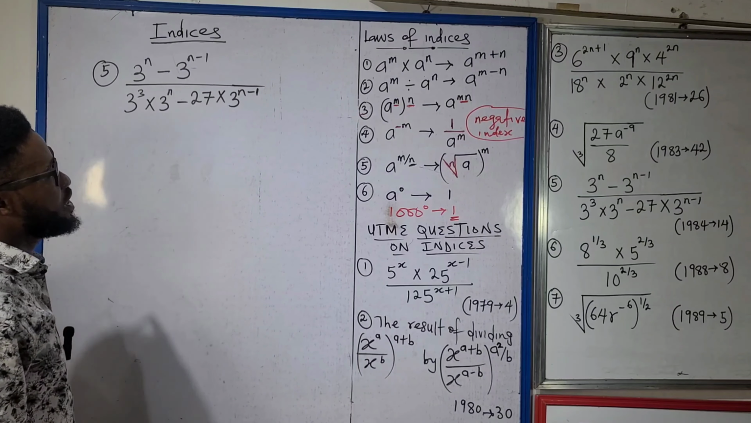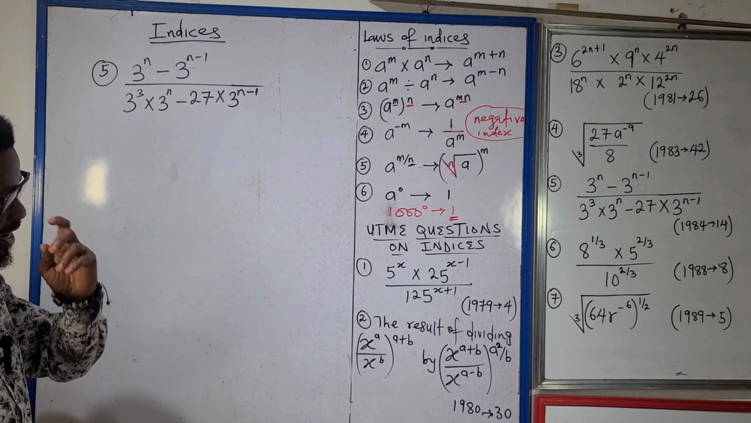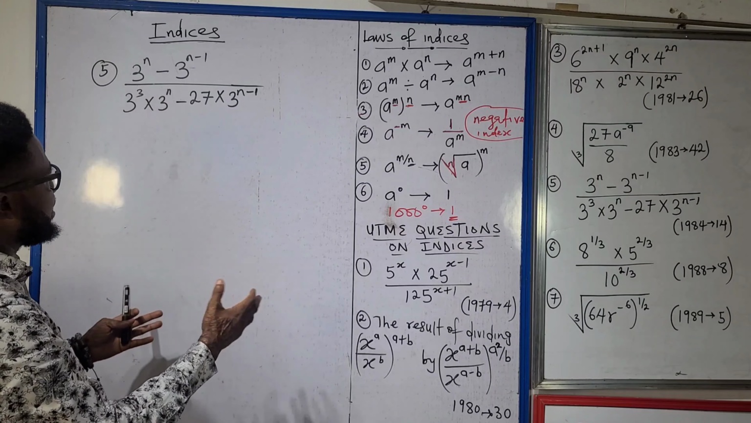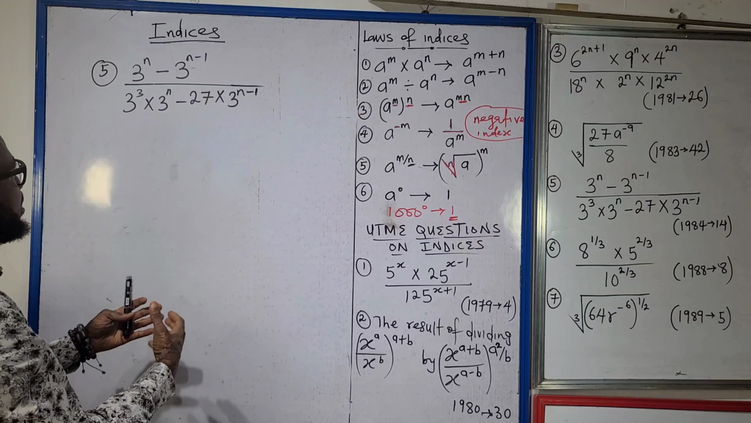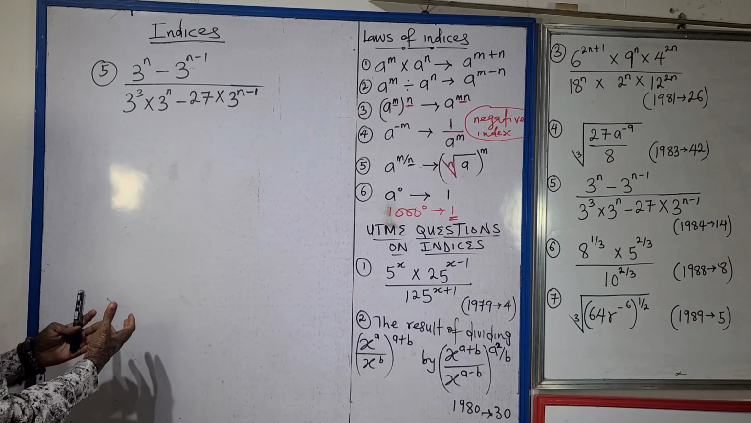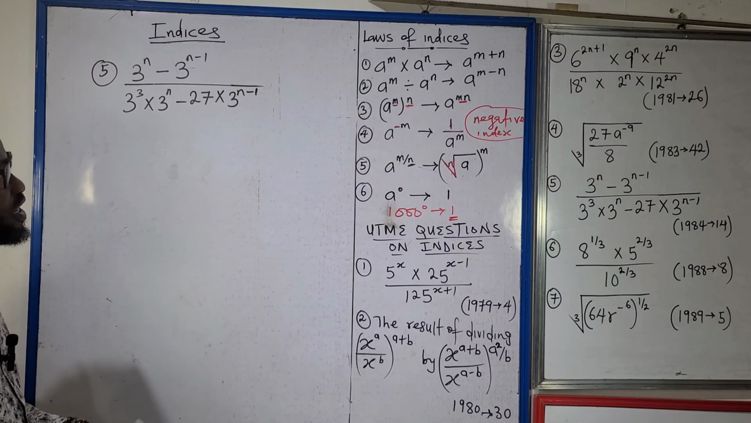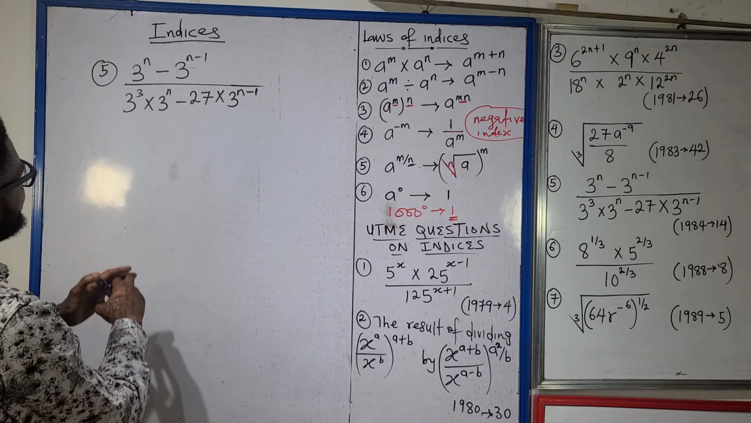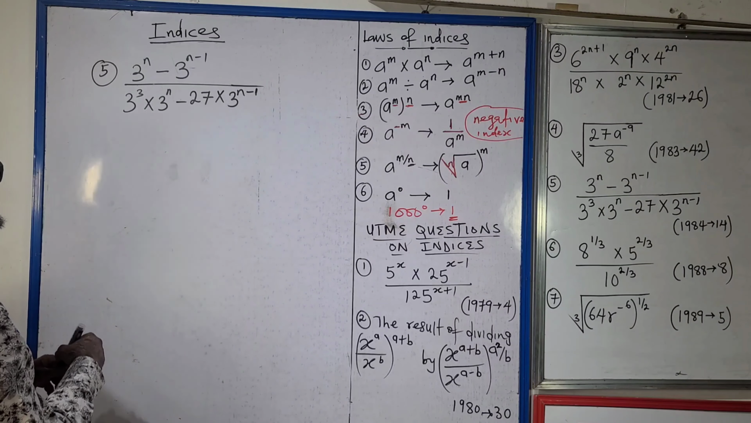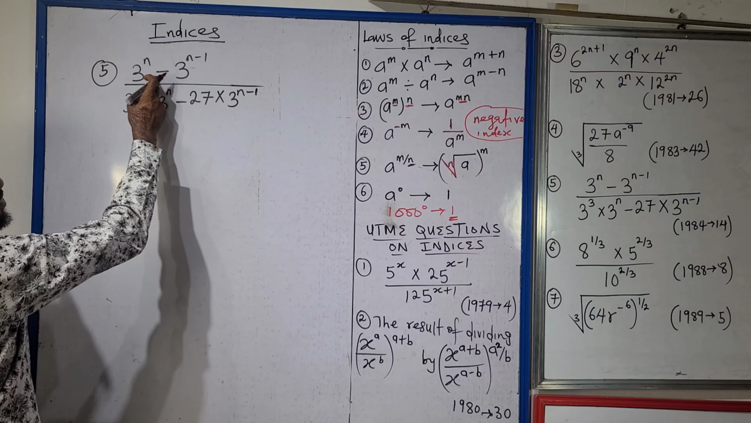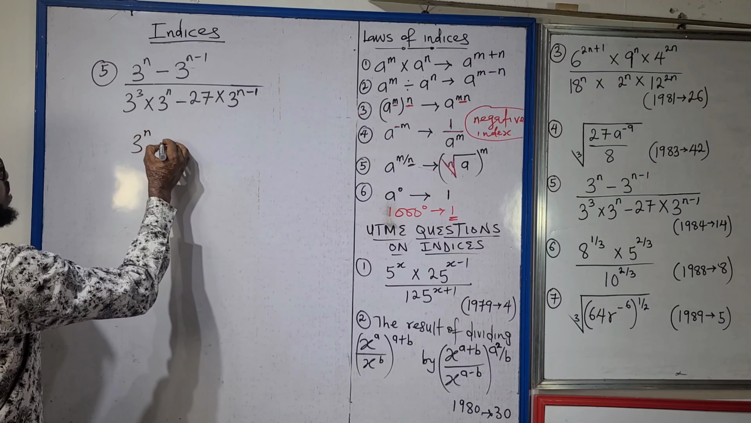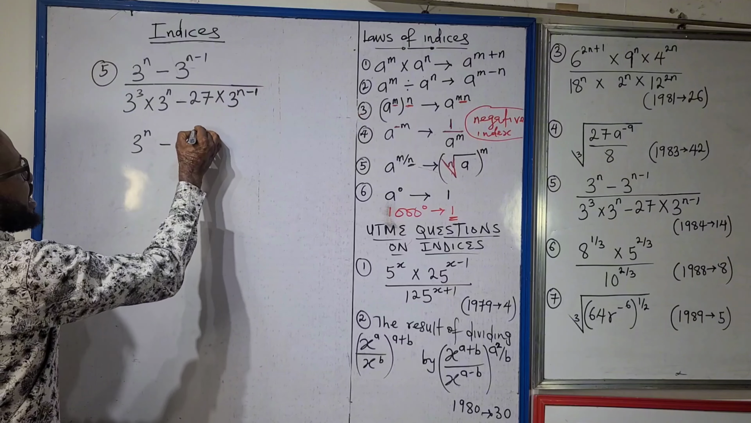So moving on, we have another question. This is 1984 question 14. Now you're seeing subtraction here, and then you begin to look at it as though, are we going to subtract the base? No, that's not how we're going to go about this. In this situation, you cannot subtract this. You cannot subtract this. So I'll leave it as it is, 3 raised to power n minus 3 raised to power n minus 1.